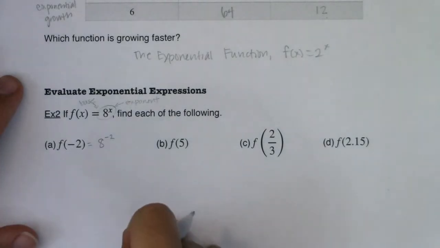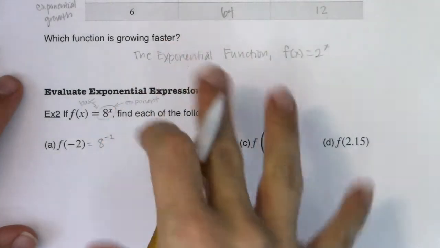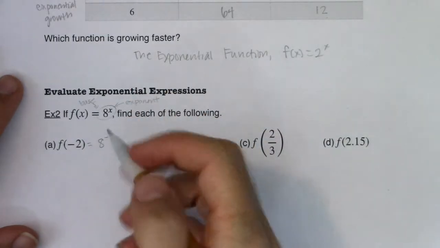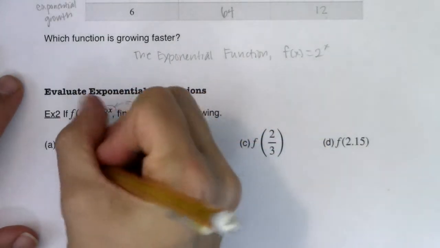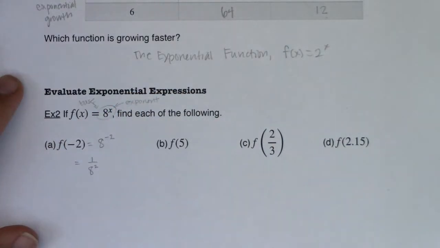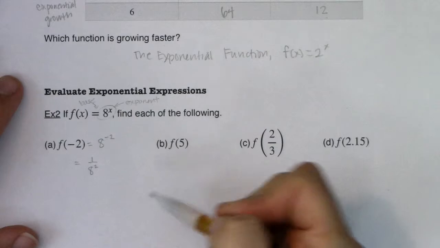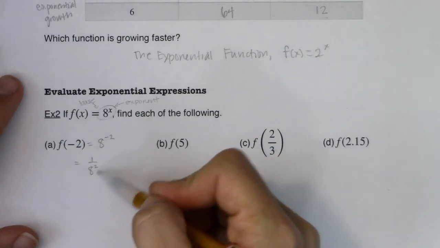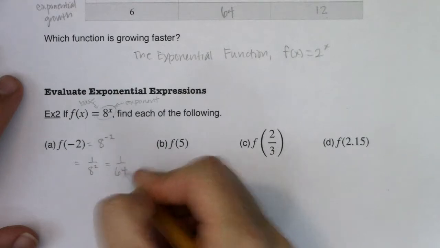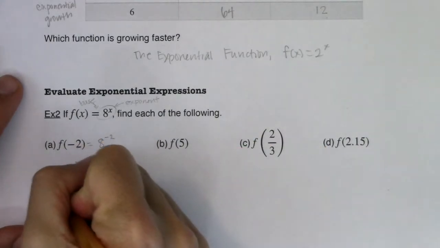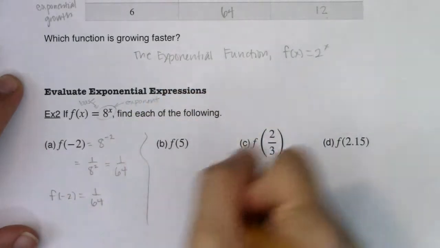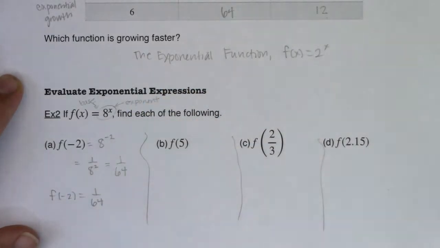Well, that's great. Now, I'm gonna do this by hand, and then I'm gonna show it to you on your calculator. If you remember negative exponents, they have to do with reciprocals. So I'm gonna change this into the reciprocal of 1 over 8 squared, right? So I'm gonna travel that exponential expression down to the denominator, and this is just gonna become 1 over 64. So f of negative 2 is the fraction 1 over 64. I'm just gonna put a little separation there.